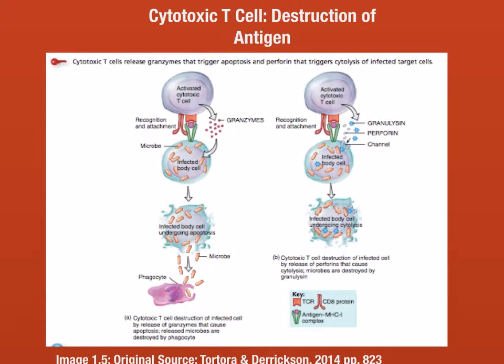And lastly, our cytotoxic T cells destroy foreign antigens by binding to the infected cell and undergoing either one of two processes. Displayed on the left is shown the release of the granzymes, which break down the infected cell, allowing it to then be destroyed by phagocytes. The second process, displayed on the right-hand side, is the release of perforin and granulysin proteins from the granules, which break down and kill the cell directly.